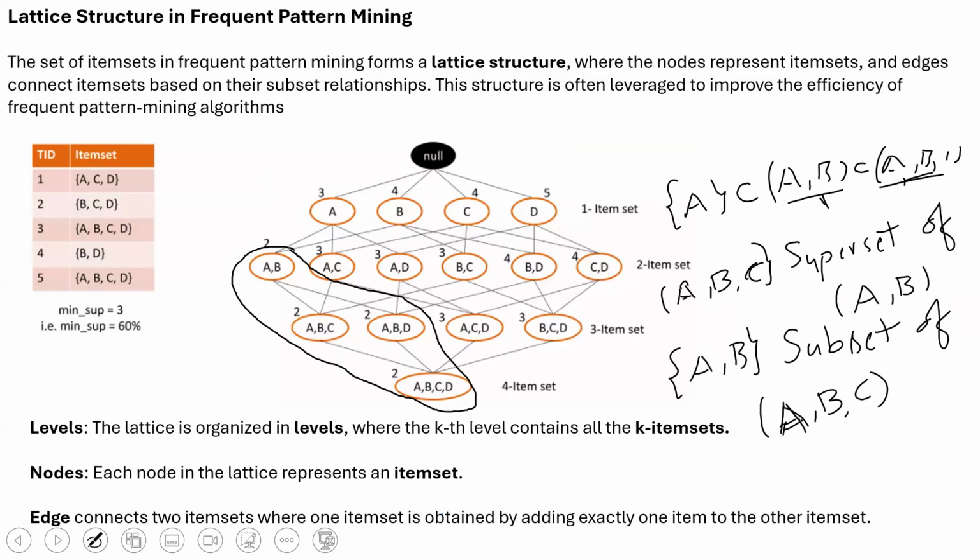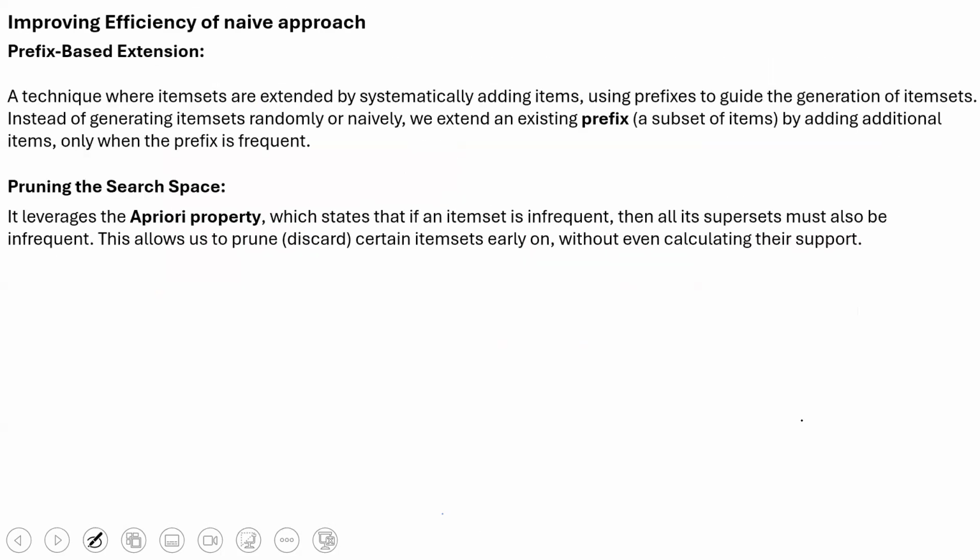All right, that is how you have to understand the relationship between the edges. Anything which is part of the other item set would be the subset of it. Anything that is including other items apart from the items that we are looking for is the superset of that particular item set. Okay, this is the lattice structure in frequent pattern mining. So now we are improving the approach. How are we improving the approach?